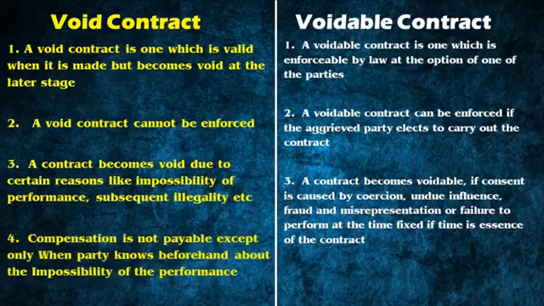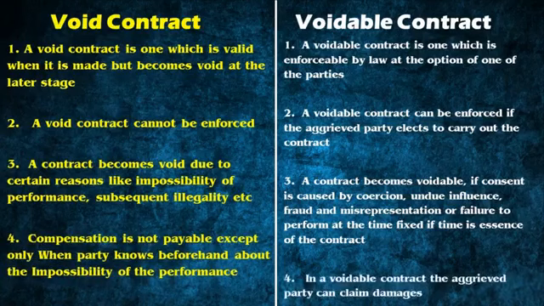Last but not the least, 4. Under a void contract, compensation is not payable except when a party knows beforehand about the impossibility of the performance. Whereas, in a voidable contract the aggrieved party can claim damages.